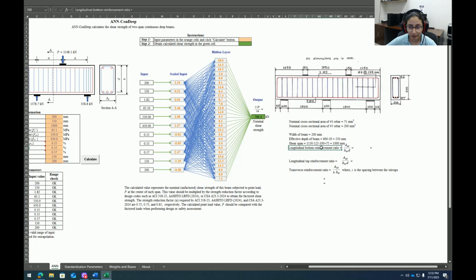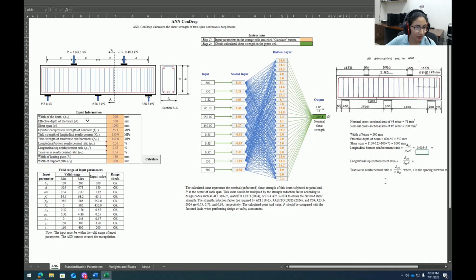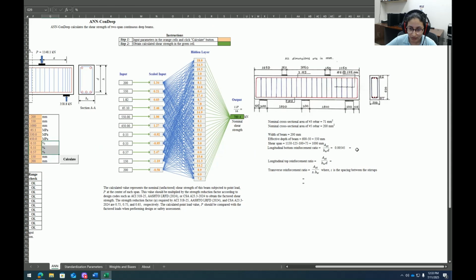Let's calculate the longitudinal bottom reinforcement ratio. It's calculated by dividing the total area provided by the product of the width and the effective depth. Since we have 3 rebars, it would be 3 times 200 divided by width, which is 200, times our effective depth, which is 600 minus 50, so it would be 550. That would give us 0.00545. These are the units of the input parameters that we need to use. For longitudinal reinforcement and other reinforcement ratios, we need the values in percentage. So let's calculate the values in percentage. Times 100, it would be 0.55 percent.